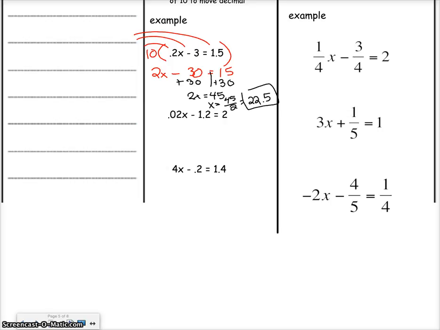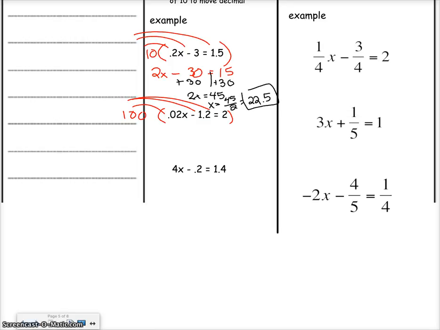All right, the next one. I have 0.02x minus 1.2 equals 2. How many spots do I need to move to get rid of a decimal? 2. You do the maximum. Notice this one has 1. This one has 2. You want to multiply through by the biggest one. So I'm going to times everything through by 100. 3 things, right? 3 terms inside there.